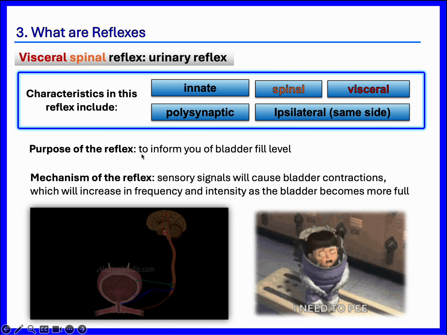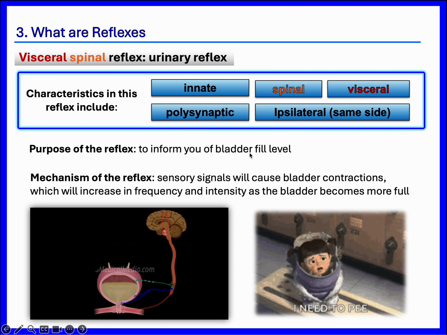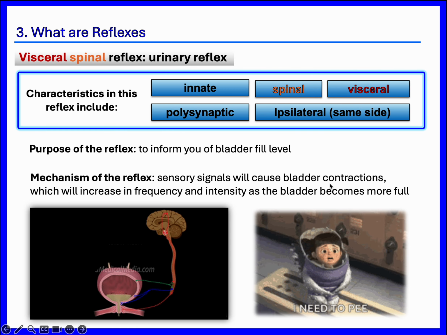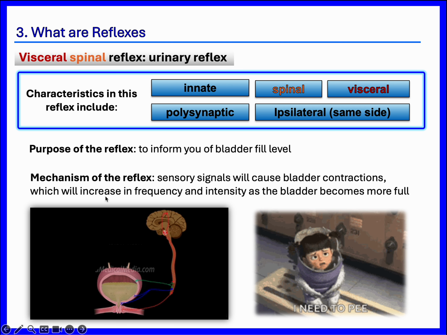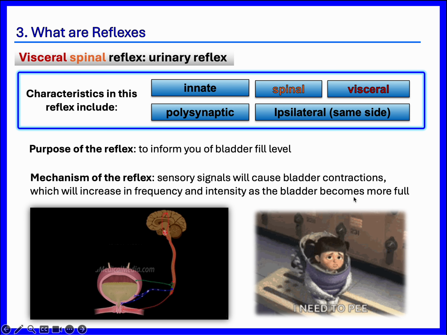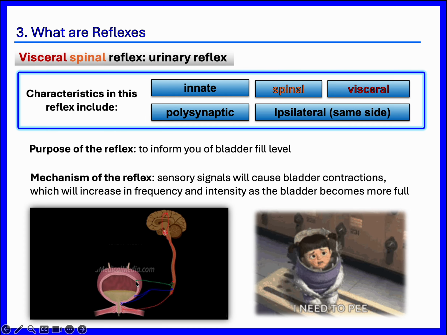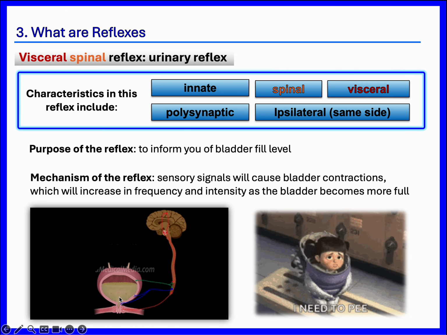What's the purpose of this reflex? It is to inform you of your bladder fill level. The mechanism: sensory signals will cause bladder contractions, which will increase in frequency and intensity as the bladder becomes more filled. So the sensory neurons pick up that, hey, I feel like over here you see in green, it sends it to the spinal cord and says, hey, I'm stretched this much. In blue, you'll actually contract and then you could empty out your bladder because it says that it's full, right?